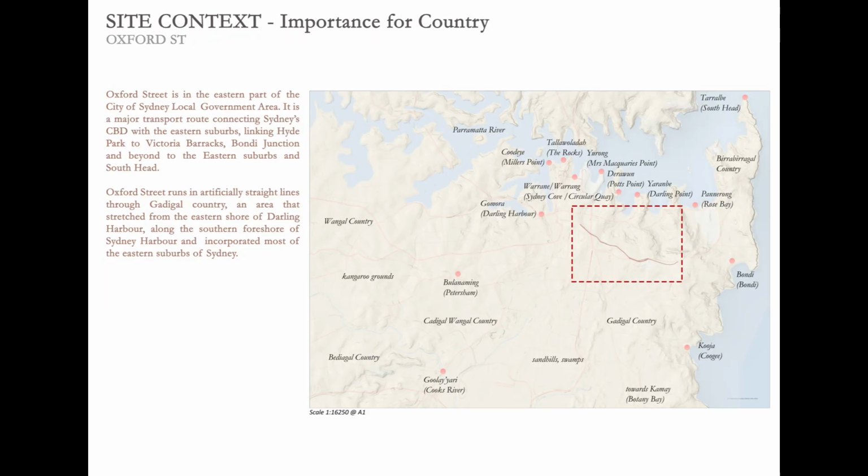Oxford Street lies in the eastern part of the City of Sydney local government area and serves as a key transport route connecting Sydney CBD with the eastern suburbs. It links Hyde Park to Victoria Barracks, Bondi Junction, and stretches all the way to South End. Running in straight lines, Oxford Street cuts through Gadigal country, an area that originally extended from the eastern shores of Darling Harbour along the southern foreshore of Sydney Harbour, encircling much of Sydney's eastern suburbs. The accompanying map highlights significant locations within Gadigal country, such as South End, Sydney Cove, and Darling Harbour, demonstrating the rich Aboriginal heritage and the connections across this landscape.